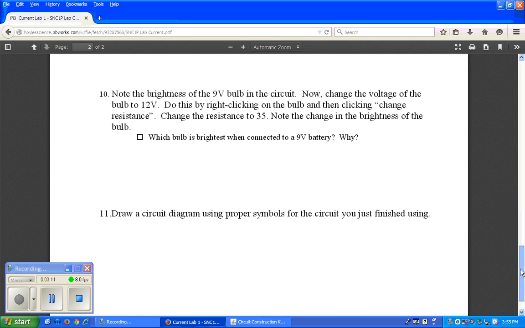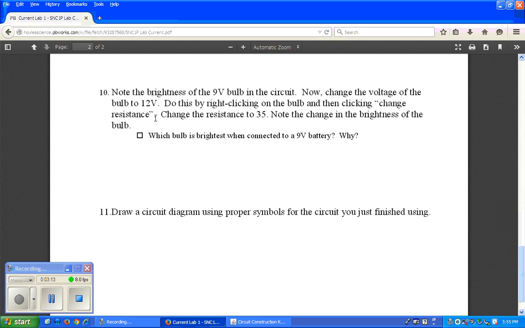Okay. Then it says in number 10 there, note the brightness of the 9-volt bulb in the circuit. Now change the voltage of the bulb to 12 volts. Do this by right-clicking on the bulb and then clicking Change Resistance. Change the resistance to 35. Note the change in the brightness of the bulb. Which bulb is brightest when connected to a 9-volt battery? Why? So we'll actually do number 10 and mention number 11 in the next video.